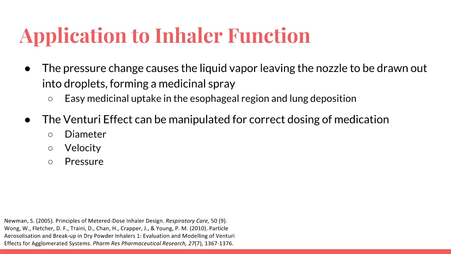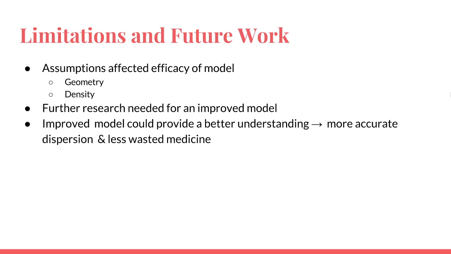By manipulating the geometry of the device, specifically in the cross-sectional area of the passageway, the pressure and velocity of the moving fluid can be optimized to ensure a correct dose is administered. Assumptions made for this project may not accurately represent the true fluid dynamics of an inhaler. For instance, the mouthpiece area cannot be realistically modeled as a circle because it is typically oblong or ovular in shape. As the medicine transitions from a vapor to a spray, the density is not likely to remain constant. Developing a better understanding could result in more accurate dispersion and less wasted medicine.